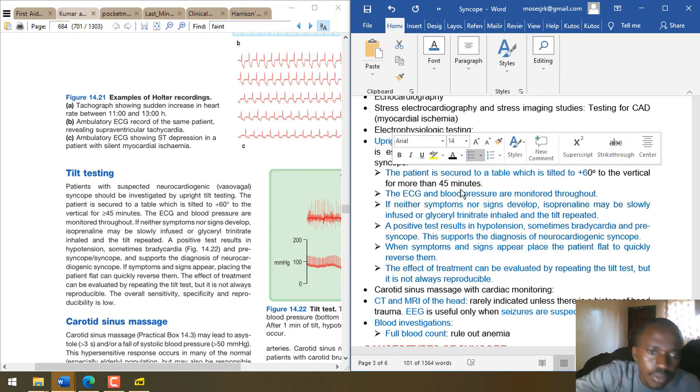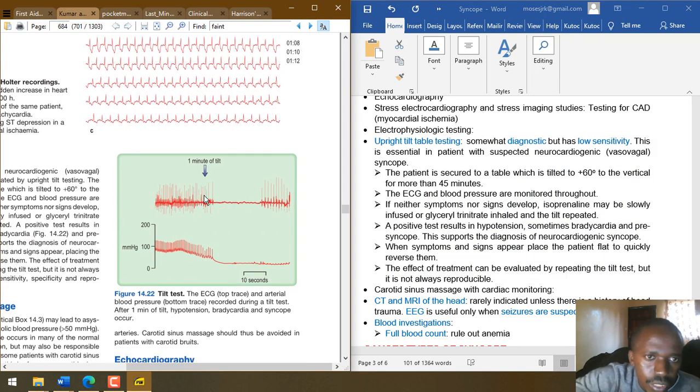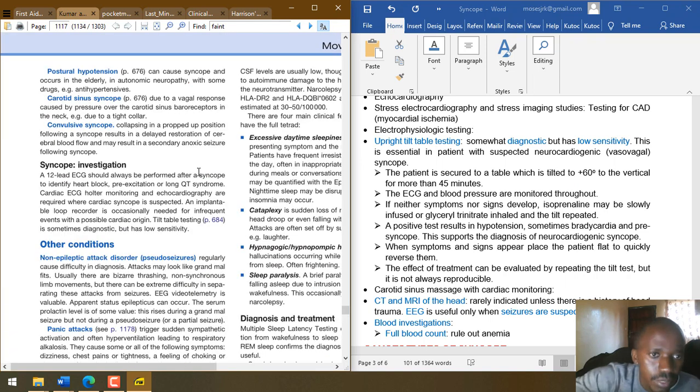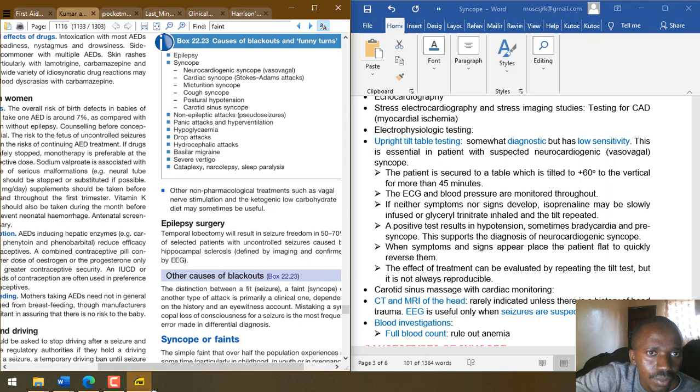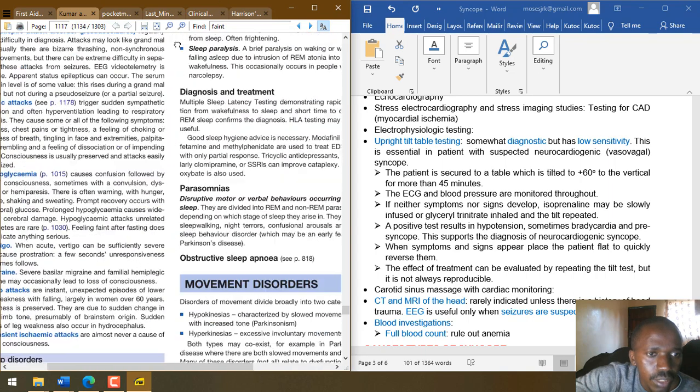So as you can see here, 1 minute of tilting of the table, you can see that the BP, just when they tilt it, begins to drop over there. The tracing actually begins to drop. So this is very self-explanatory. So let's get back to this aspect here. So it means that we're only left with the differential diagnosis from here. Okay? So we can actually get an extract of this.